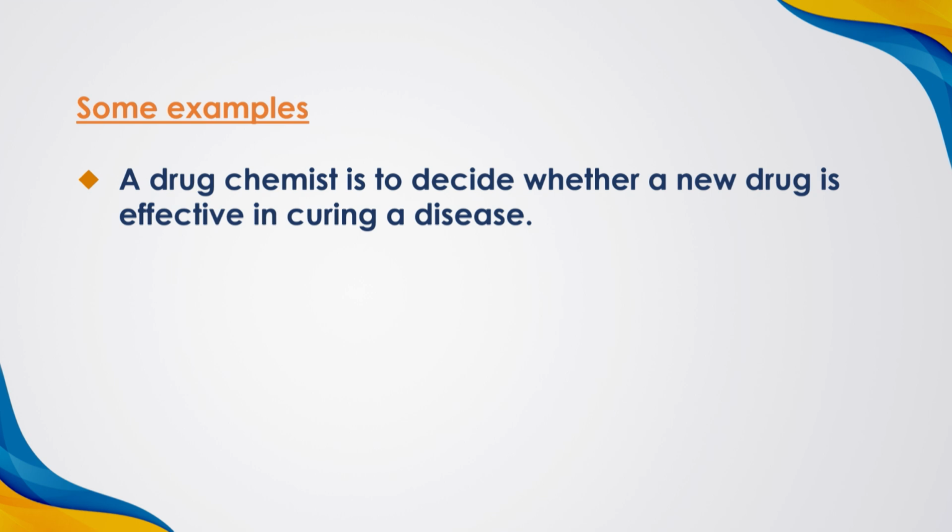Usually you will be writing a statement and you are able to suggest that the statement is true or false. When you are moving towards a statement where you are not able to decide whether it is right or wrong, then you are entering into the concept of hypothesis. Some examples: a drug chemist is to decide whether a new drug is effective in curing a disease. As you know, when you take a medicine, you decide how it works, whether before the treatment or after the treatment.